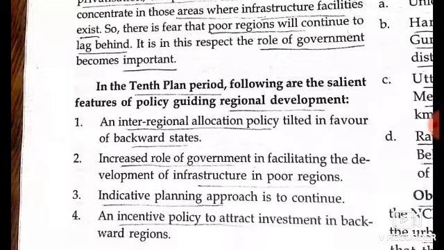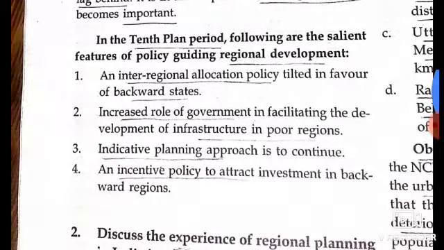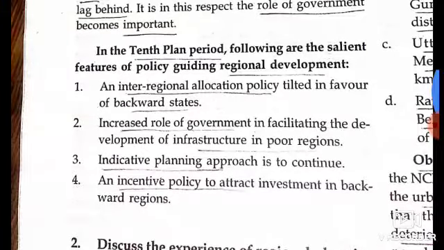In the tenth plan period, following are the salient features of policy guiding regional development: an inter-regional allocation policy tilted in favor of backward states, an increased role of government in facilitating the development of infrastructure in poor regions, the indicative planning approach to continue, and an incentive policy to attract investment in backward regions.